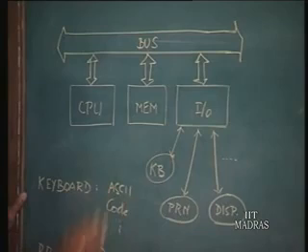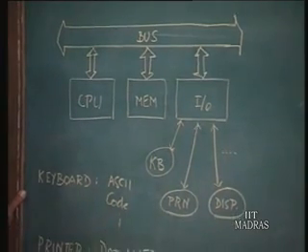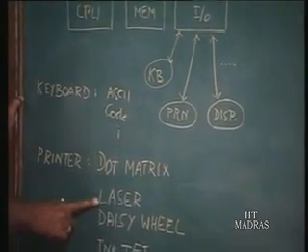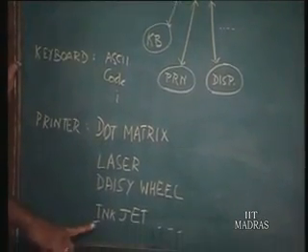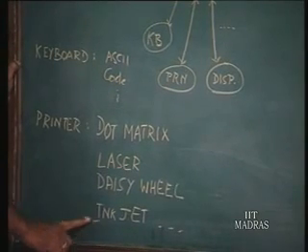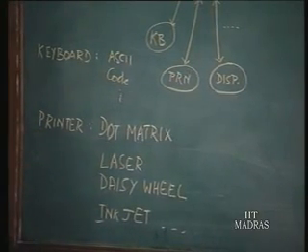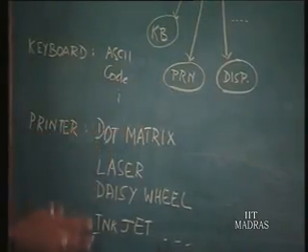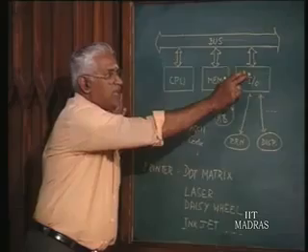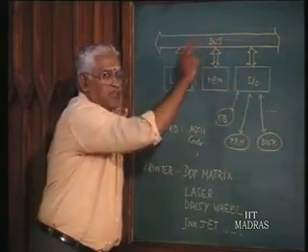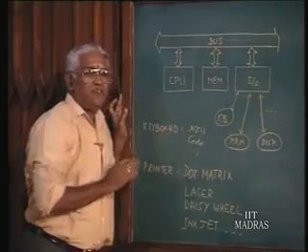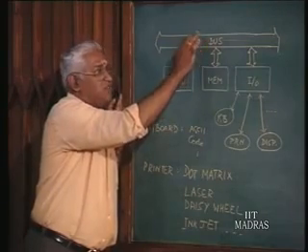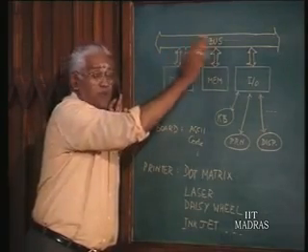Now, if you take the second category, say printer, again there are different types. Say there will be a dot matrix printer, there will be a laser printer, there may be a daisy wheel printer, there may be an inkjet printer. Now, obviously you can see you have different devices here, and given a particular device there are different types. So, what exactly the CPU will be looking at this end, the bus end, that must be standardized. Otherwise, we cannot have a set of standard signals and a set of signal lines here and a specific protocol.